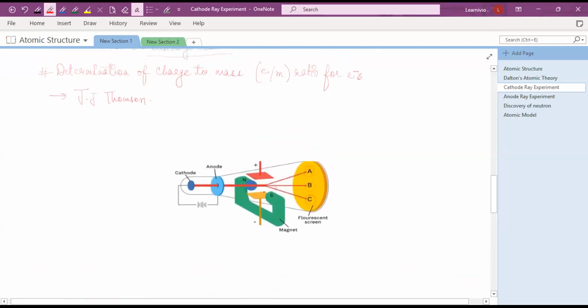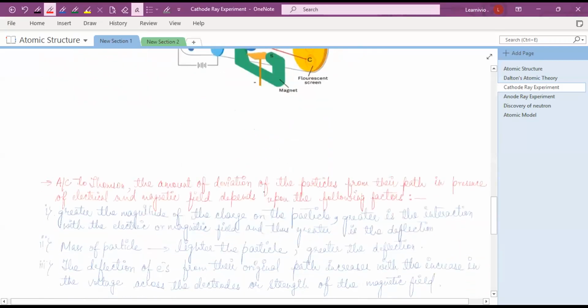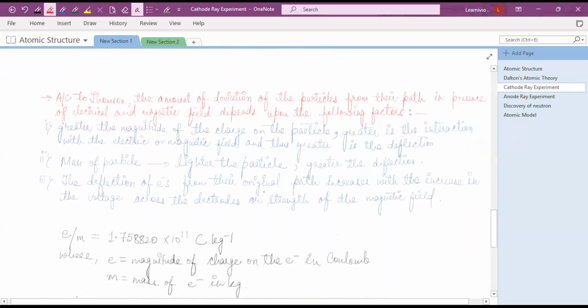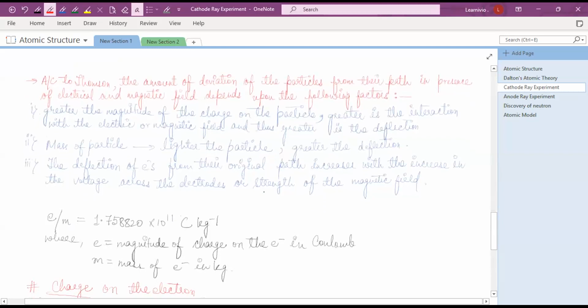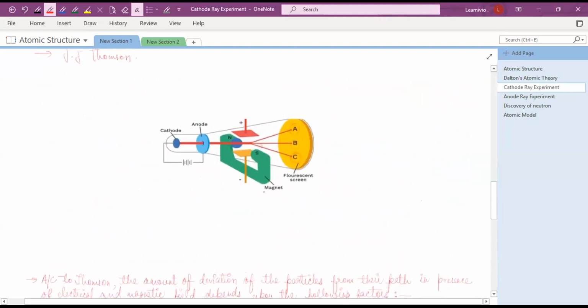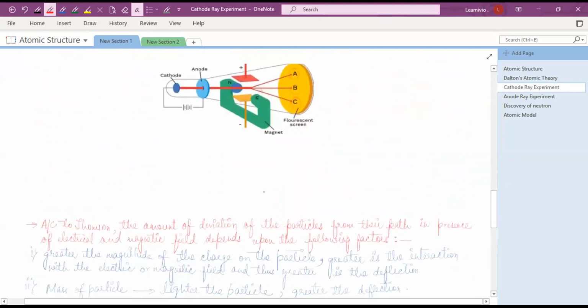Okay. So determination of charge to mass ratio is done by J.J. Thomson. Okay, let's see. You can take the screenshot of it. Okay.